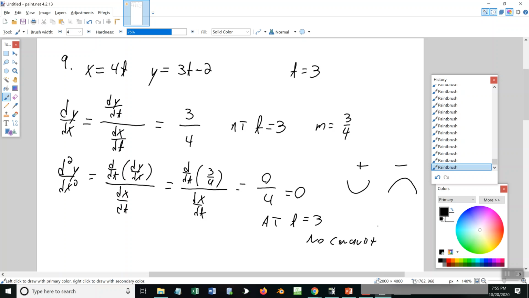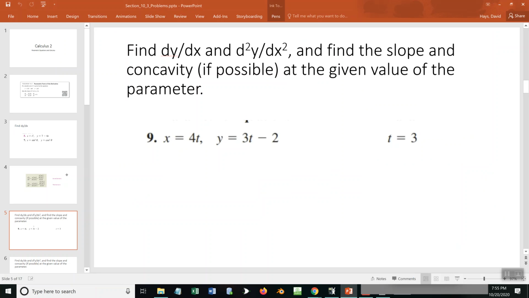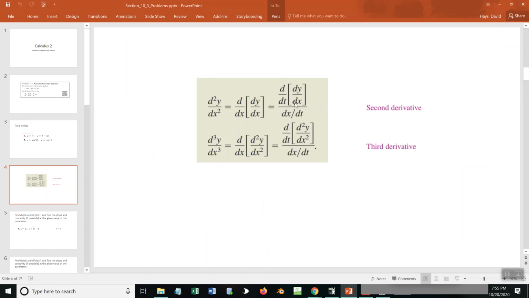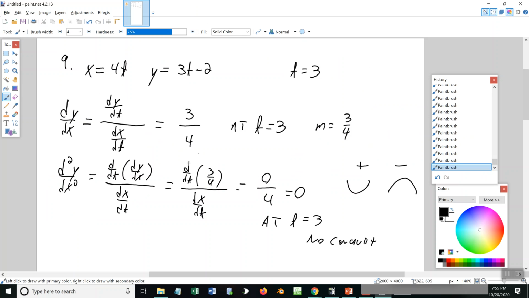Can you explain how you did that second derivative? From our formula, you take the derivative with respect to t of your first derivative. So my first derivative was 3/4. So I took the derivative with respect to t of 3/4. Yeah. The derivative of a number is just 0.